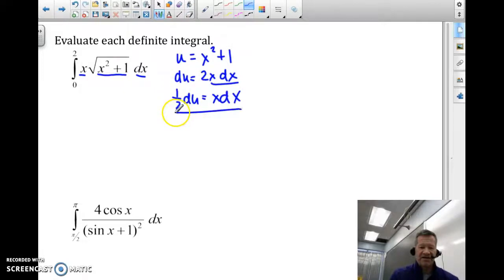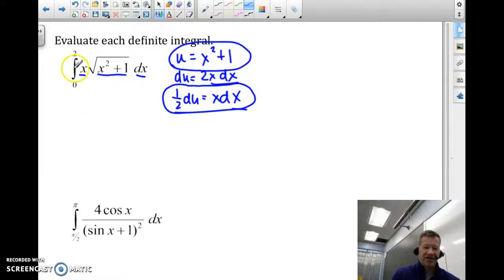So I'm going to make these two substitutions, this one right here and this one right here. And watch what else I'm going to do. I'm going to change these limits. These limits are x values because I'm integrating with respect to x. After I find the antiderivative, I would plug these in for x. Well, now I'm going to change it so that it's in terms of u, so these values become u values. First, replace x dx with 1/2 du, and then replace x squared plus 1 with a u, so now you have the square root of u.